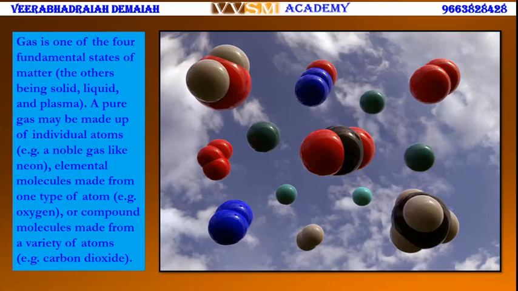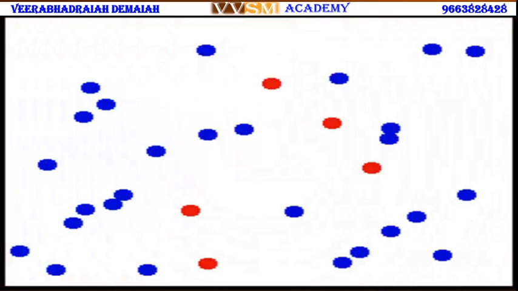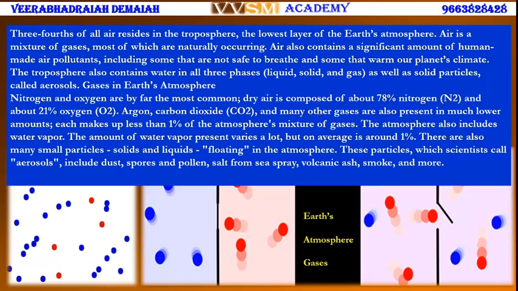A pure gas may be made up of individual atoms, for example noble gases like argon, neon, krypton, etc. Elemental molecules are made from one type of atom, for example oxygen, and compound molecules are made from a variety of atoms. Carbon dioxide, for example, is a compound. Well, these are the gaseous molecules in the atmosphere. You cannot see them, but you can perceive the movement of the gases.